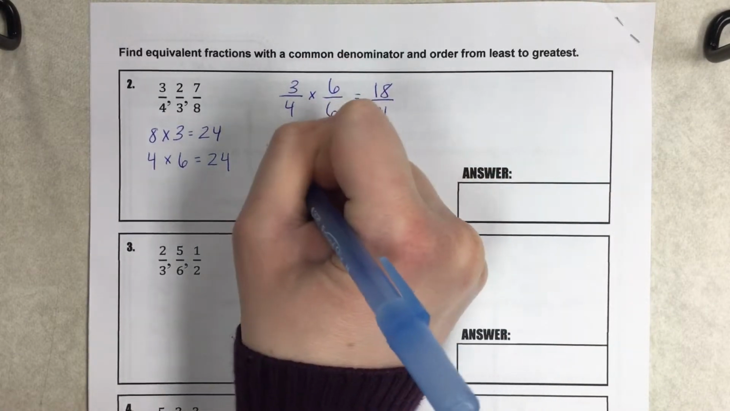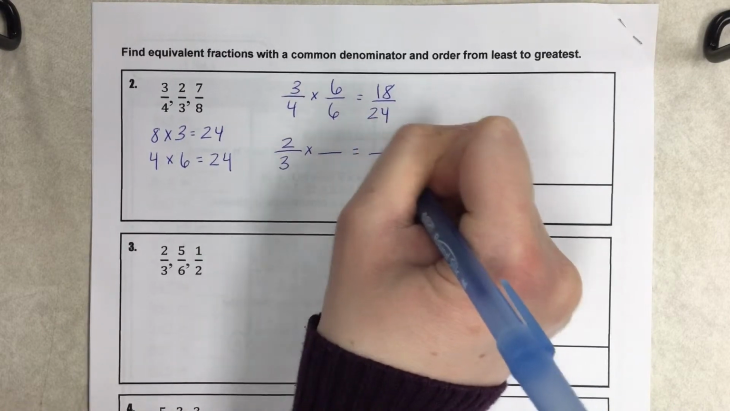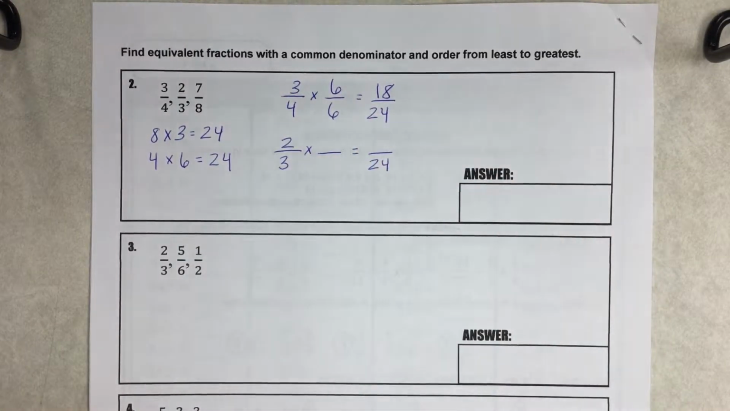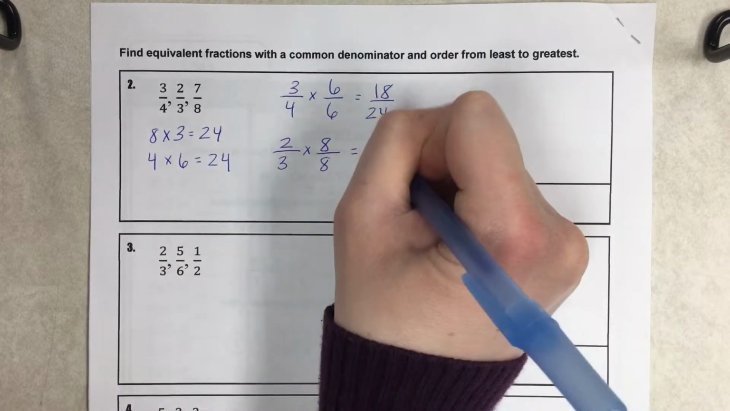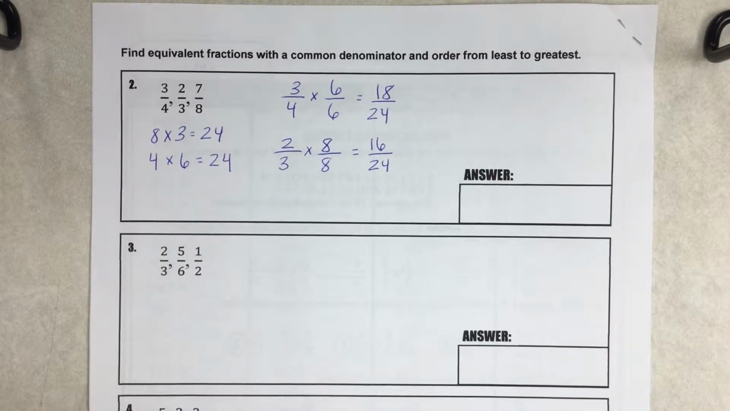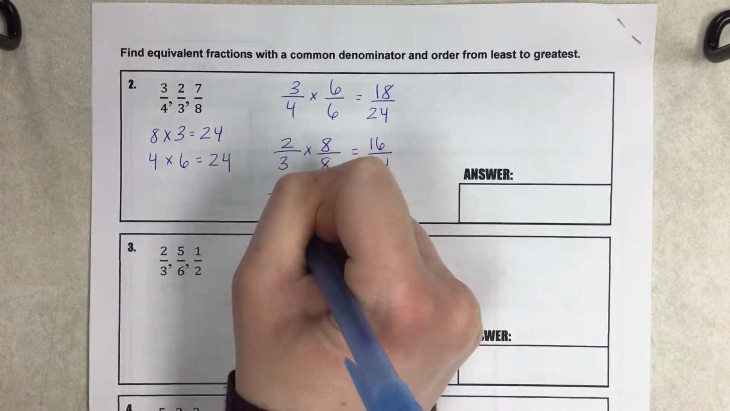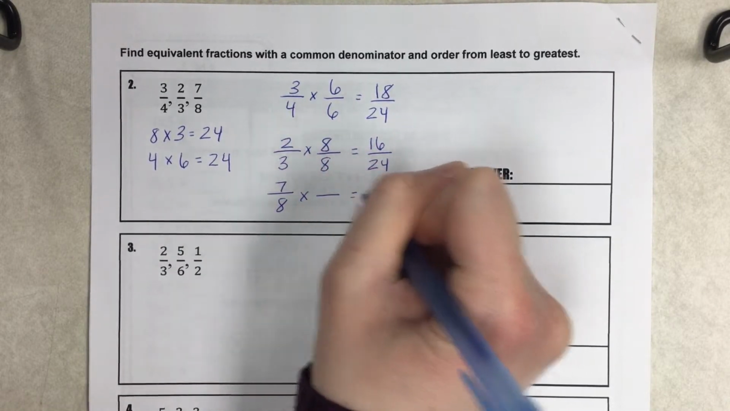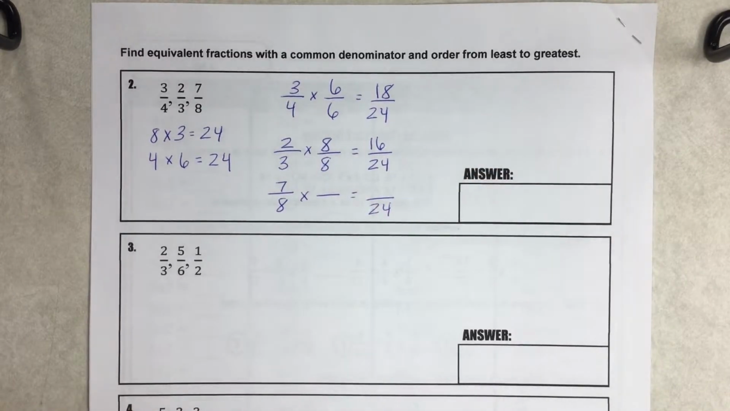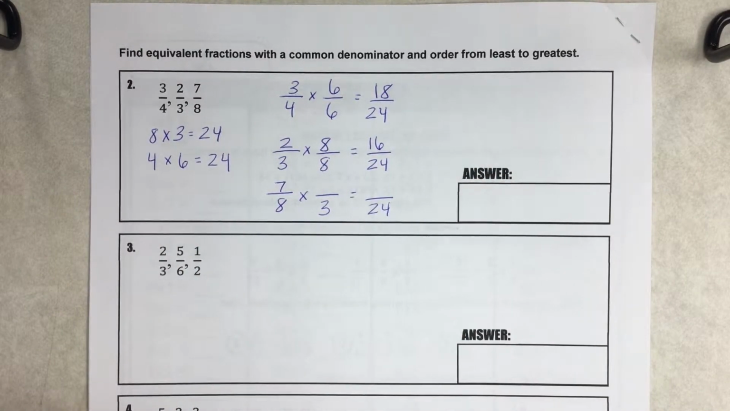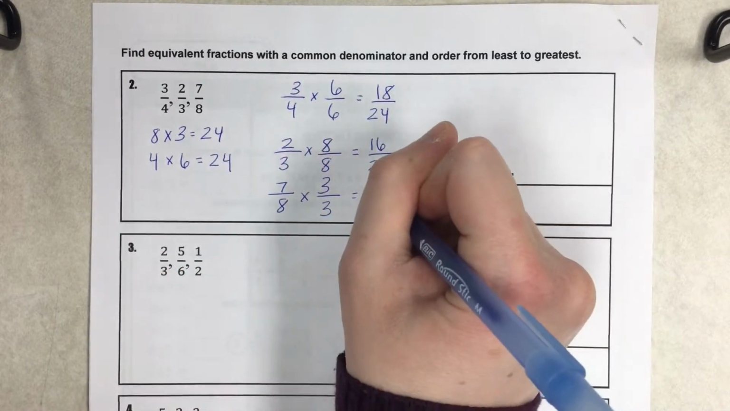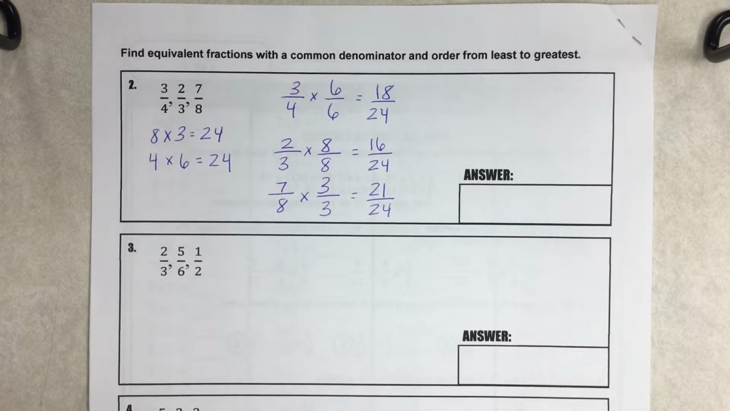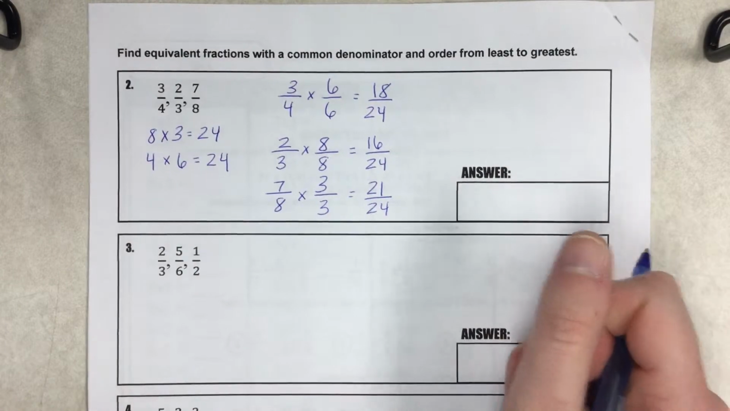Now let's do it for 2/3. I need to multiply it by a whole to get a denominator of 24. I know 3 times 8 equals 24, so I'm going to multiply it by 8 over 8, 1 whole. 2 times 8 equals 16, and I get 16/24. One more fraction to make equivalent, 7/8 times a whole equals 24. I know 8 times 3 equals 24. I am going to multiply by a whole, 3 over 3, and 7 times 3 equals 21. So I get 21/24.